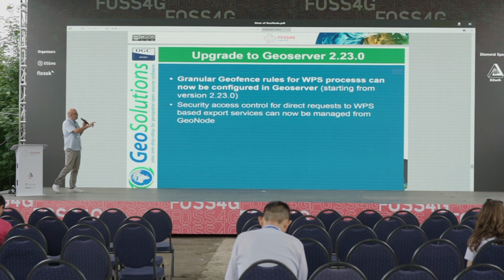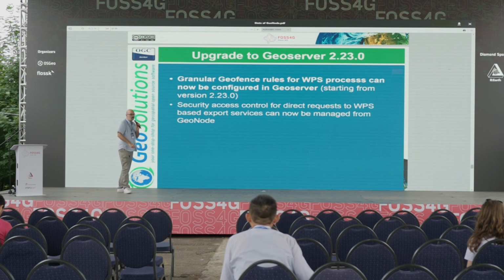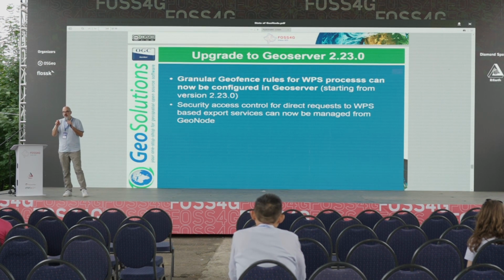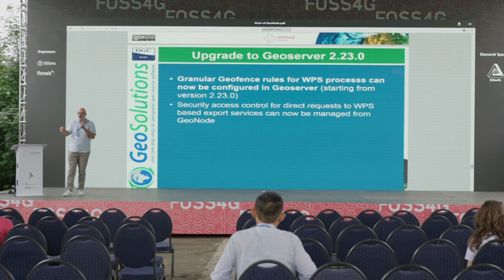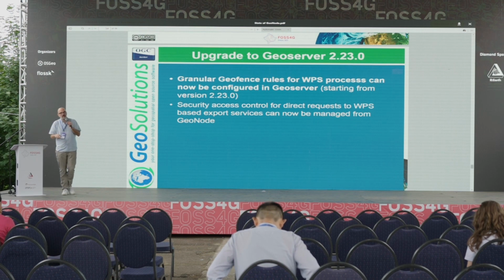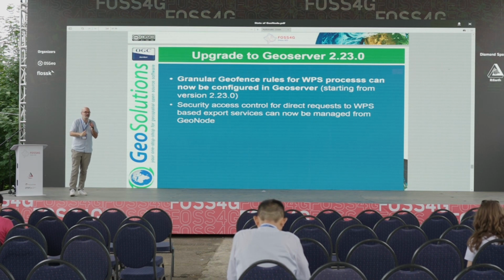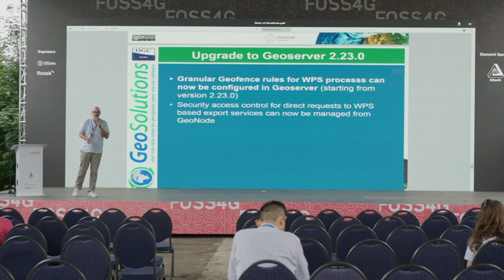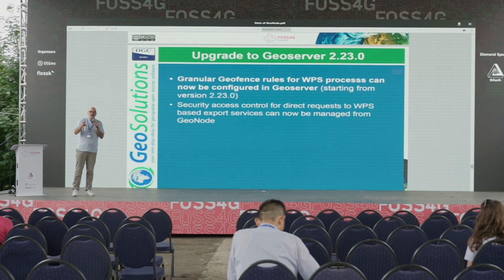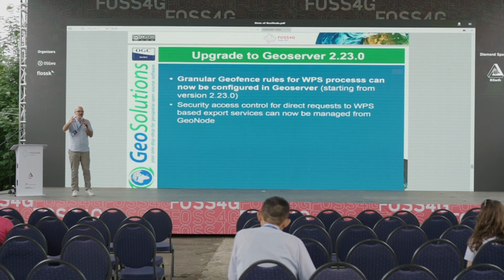And also, the new version of GeoServer has granular control over WPS processes. So we have GeoFence rules to control specific aspects of each WPS process. And this is very important, for example, for direct download services provided by the WPS export service in GeoServer, because now we have control. The permissions to use this WPS export system are aligned to the permissions that you set in GeoNode for users.